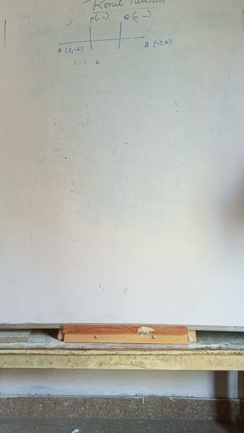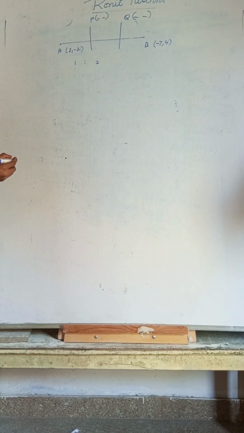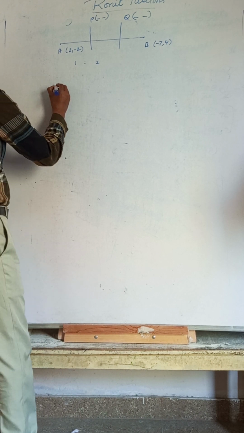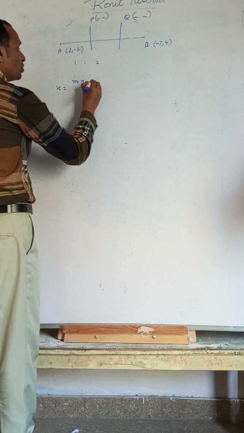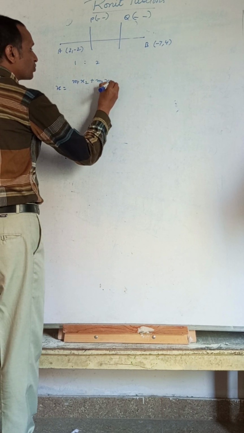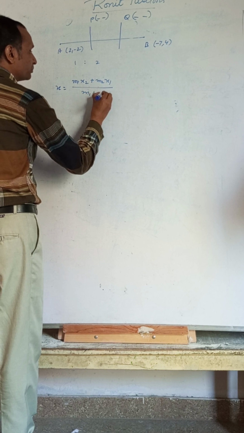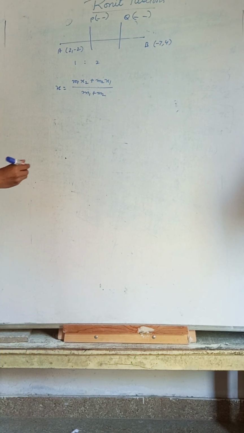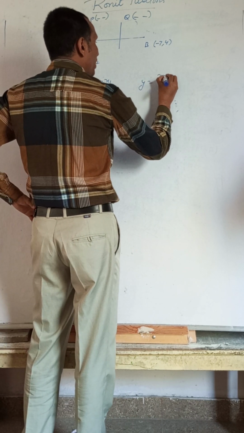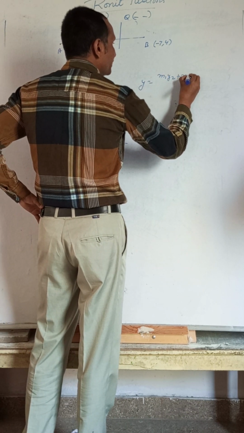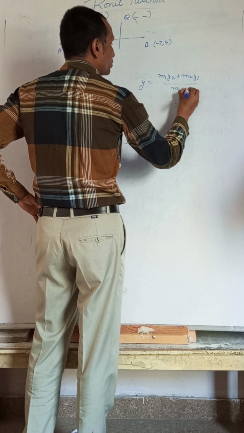All are the equal parts. So the ratio is 1:2. We are writing the section formula. Section formula means x is equal to (m1 x2 plus m2 x1) by (m1 plus m2). Y is equal to (m1 y2 plus m2 y1) by (m1 plus m2).